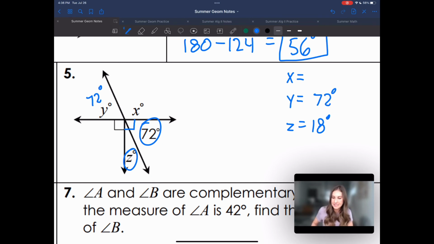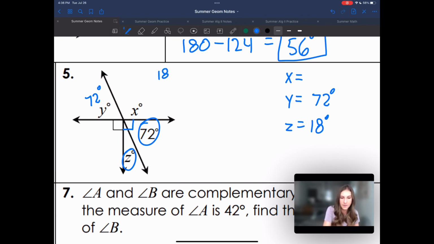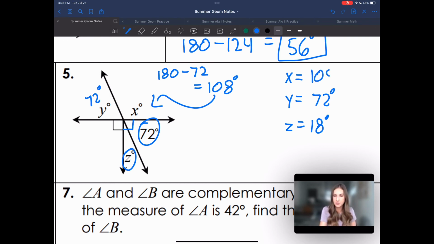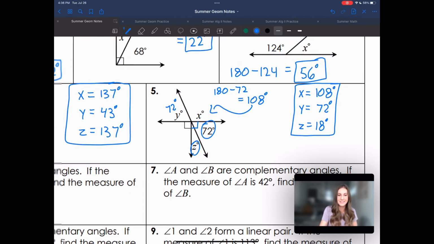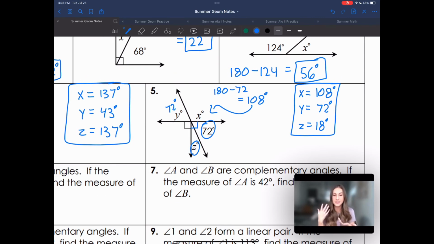And maybe you guys can see how you could find X from here, right? If those are supplementary, they add to 180. So we're going to do 180 minus 72. I'll write that here, which is going to give me 108 degrees, and that is going to give me X, 108 degrees. Okay, that one was a little bit challenging. A little multi-step. I kind of think they're really just like puzzles, so they're kind of fun.